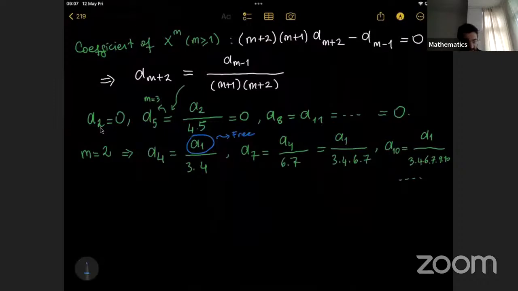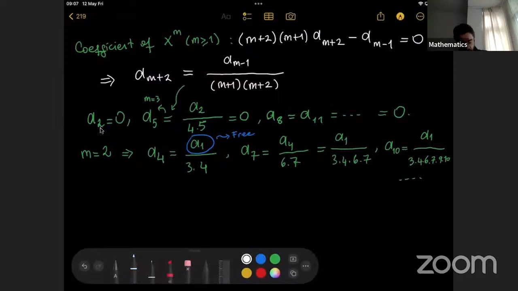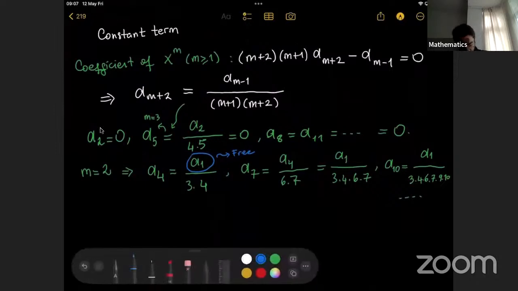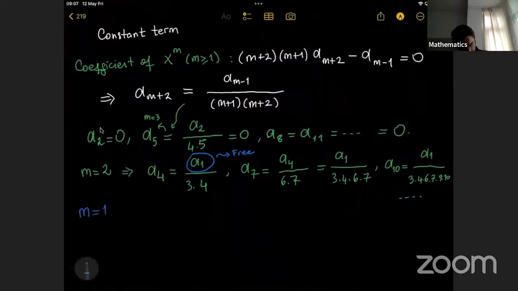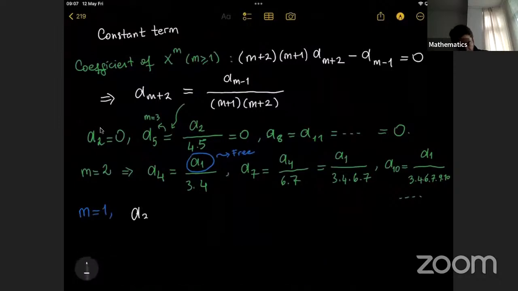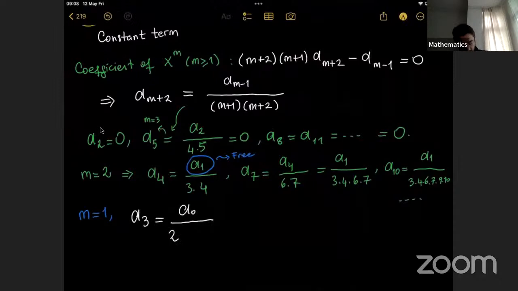Well, what is left here? So we find A1, A4, A7, A2, A5, A8. So 0, 3, 6, these remain, right? How do you get A3? Well, M is equal to 1, right? If M is equal to 1, in that case, you will get A3 is equal to A0 over 2 times 3, okay?